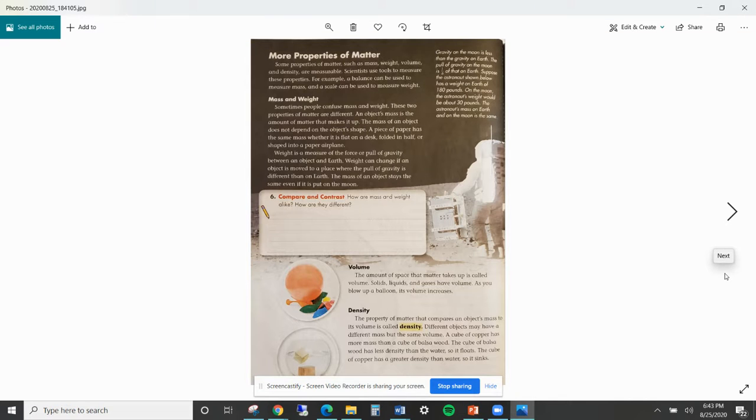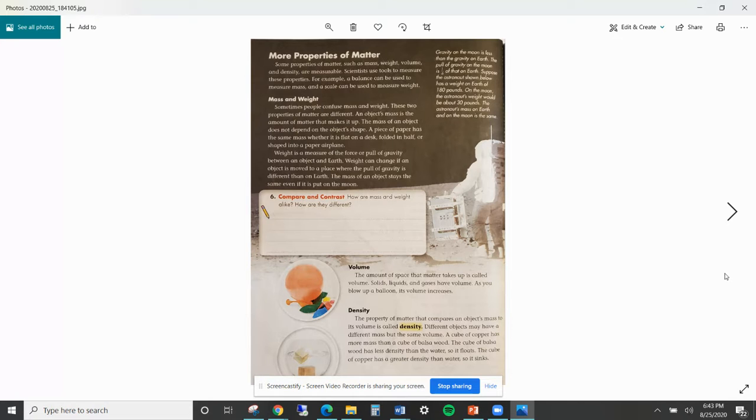Hey Vaquero kids, so today we are going to learn more about the properties of matter. Yesterday we talked about the states of matter: solid, liquid, and gas. And I saw some incredible work from you guys, so I'm really glad that you are enjoying these lessons. So, more properties of matter.